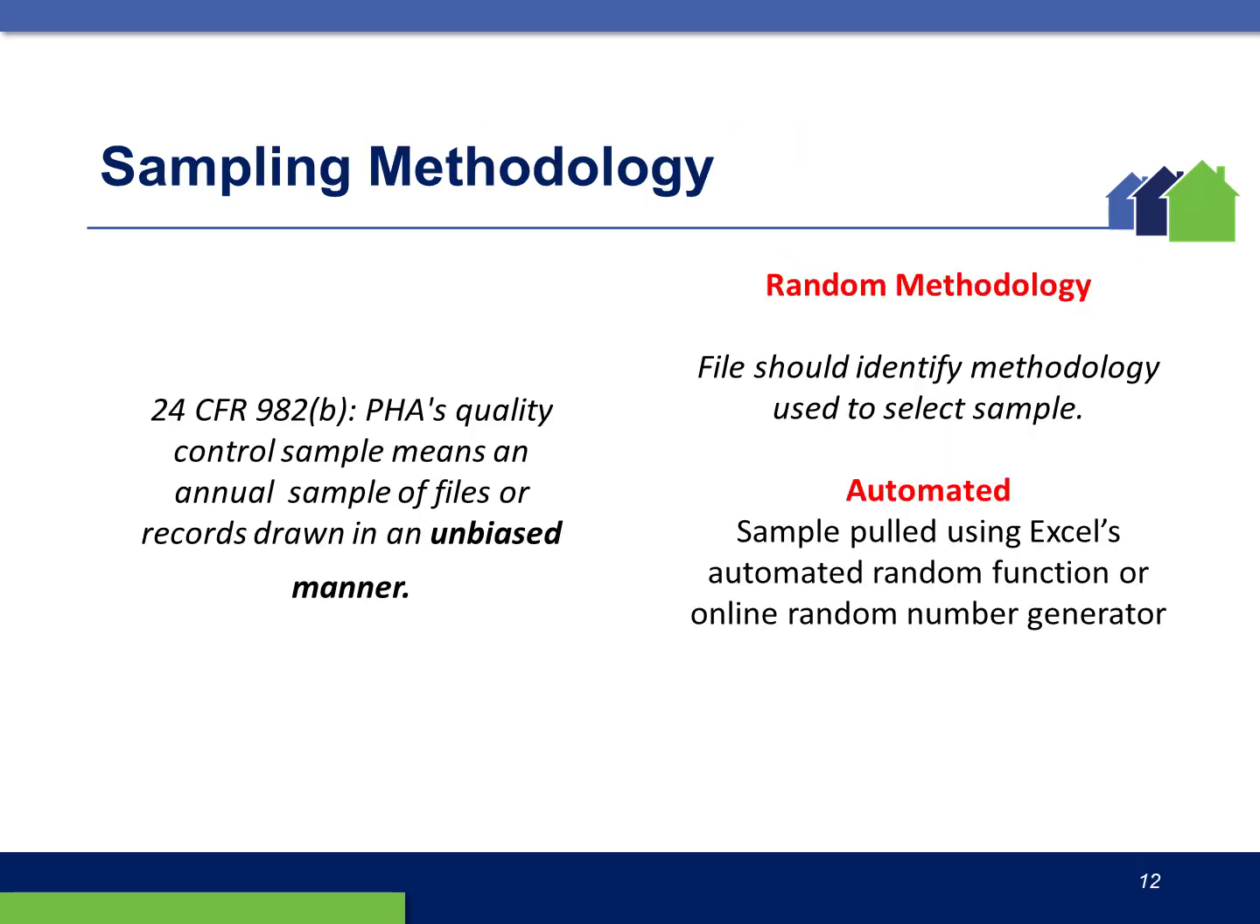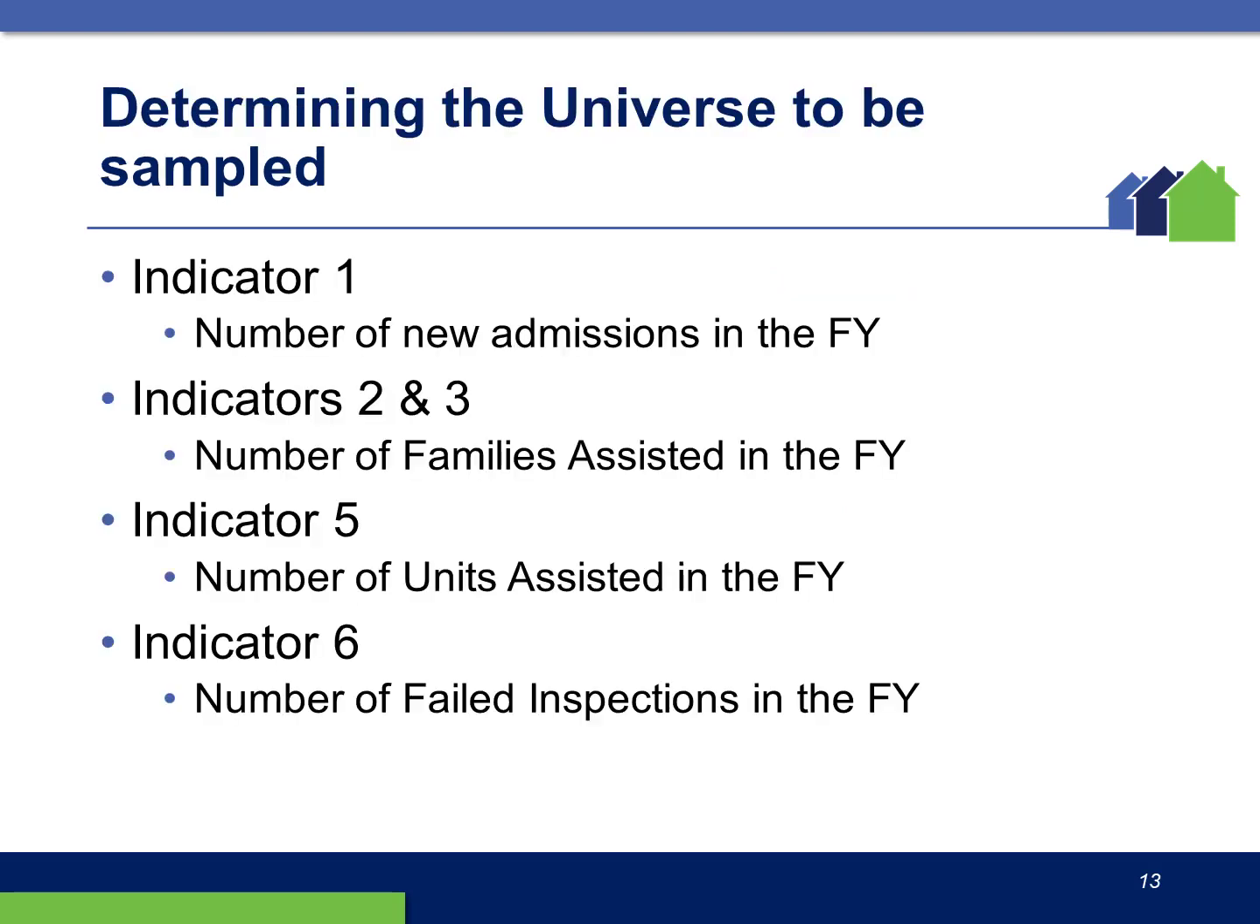For Regulation 24 CFR 982B, a PHA's quality control sample means an annual sample of files or records drawn in an unbiased manner. The methodology for selecting the quality control sample must be unbiased, and your file should specifically state your file selection methodology. For example, the sample was pulled using Excel's automated random function or an online random number generator. To pull the quality control sample, one must know the universe for each indicator.